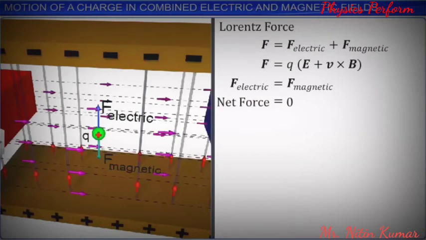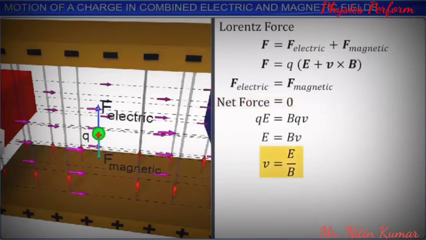The magnitude of the force on the charged particle due to the electric field is QE, and the magnitude of the force due to the magnetic field is BQV. If the net force on the charged particle is 0, then E is equal to BV, or V is equal to E by B.